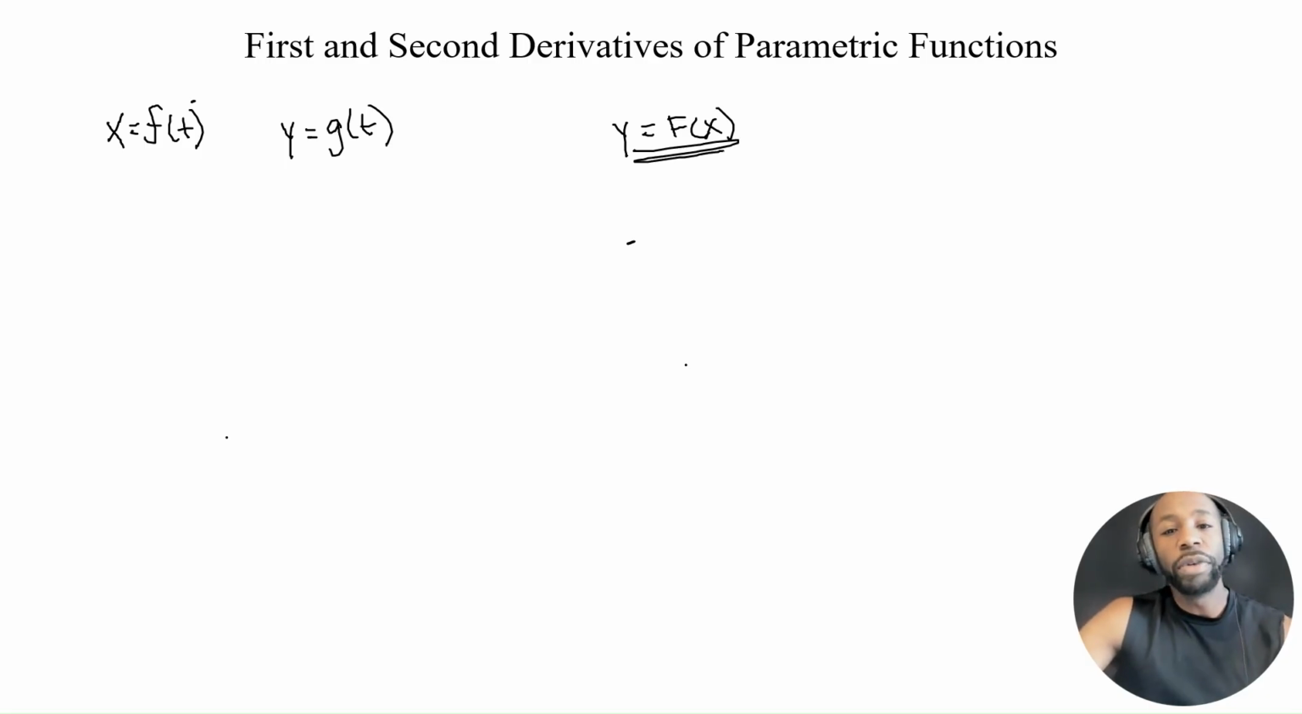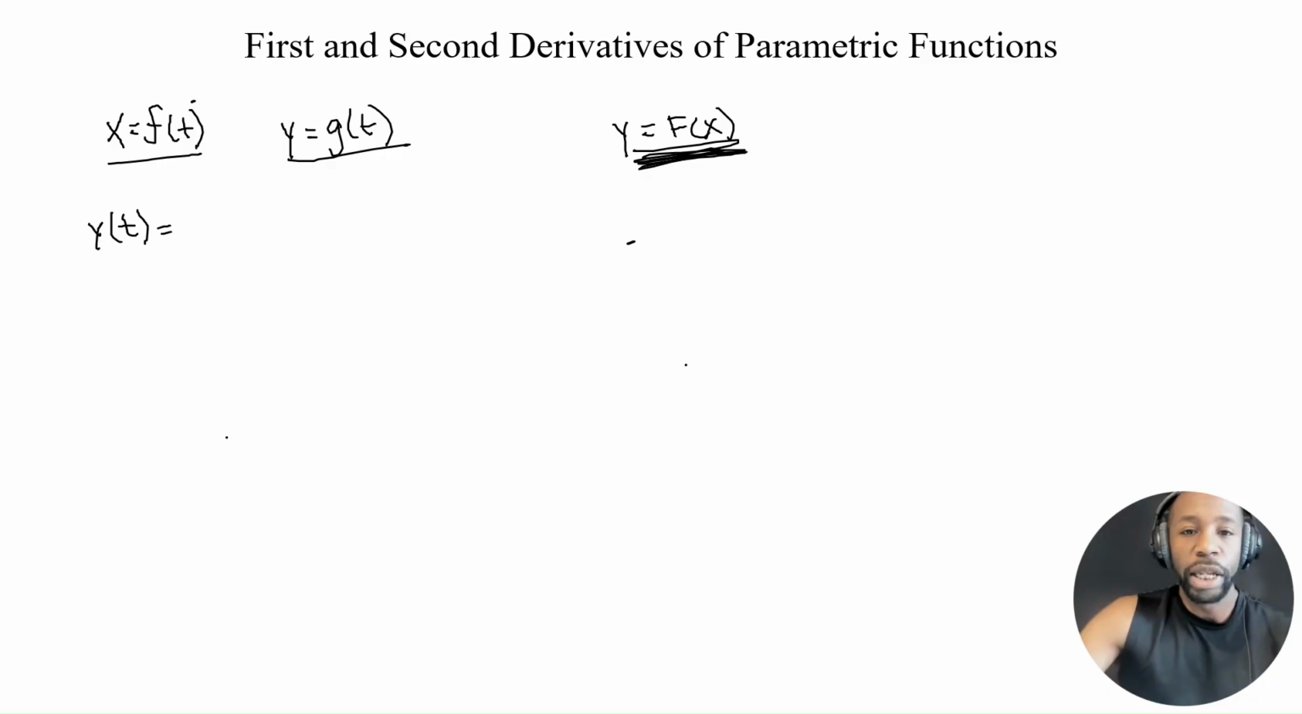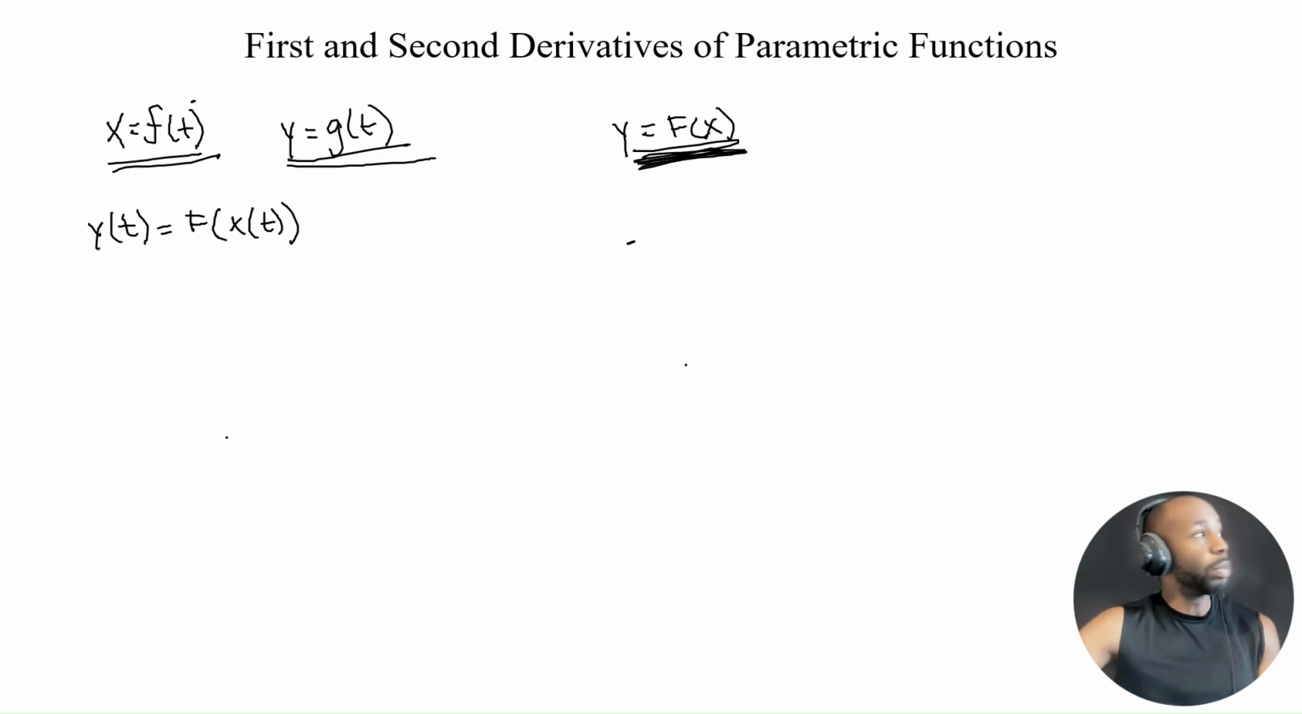So if we want to take the derivative of this function, first of all, remember y and x are functions of t, as we said here. So first thing I'm going to do is rewrite these, just so that we can remember that these are functions of time. y of t equals f of x of t. Just another way of writing these two, but accounting for the fact that they're individually functions of time.